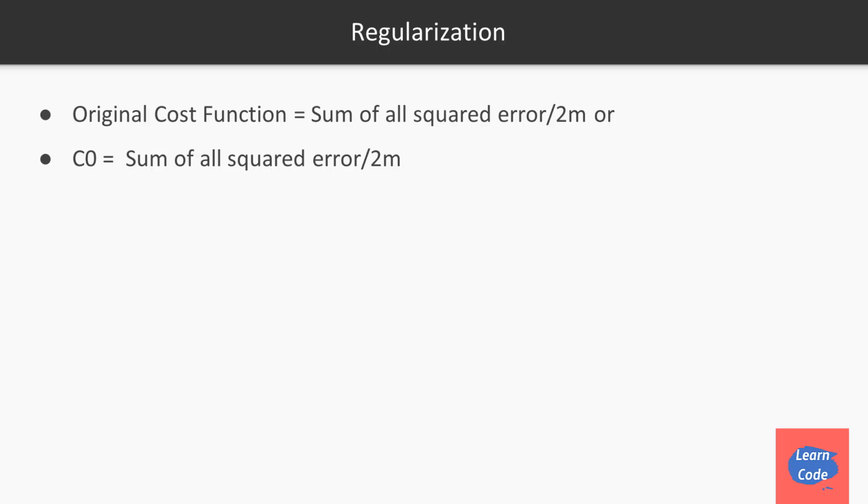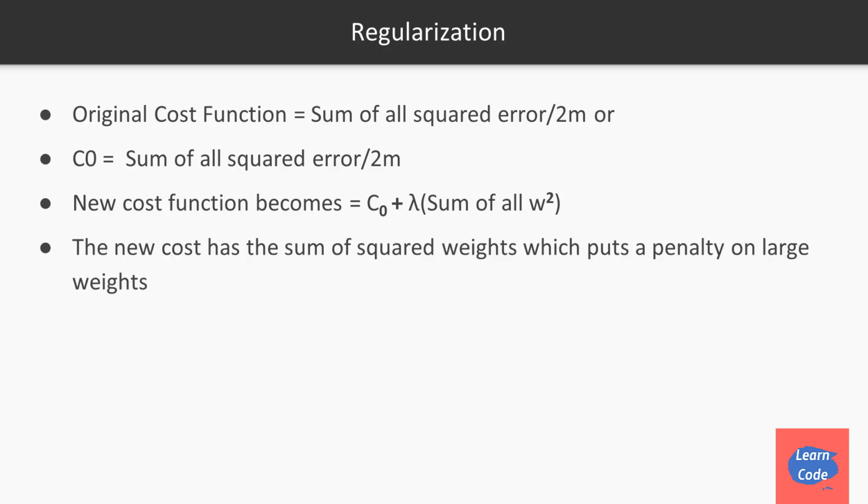To understand regularization better, let's first look at the original cost function, which is the sum of all the squared errors by 2m. Or you can say C0 is equal to the sum of all the squared errors by 2m. The new cost function then becomes C0 plus lambda into the sum of all the weights squared. What this basically means is that for higher weights we are penalizing the algorithm and thus increasing its cost.